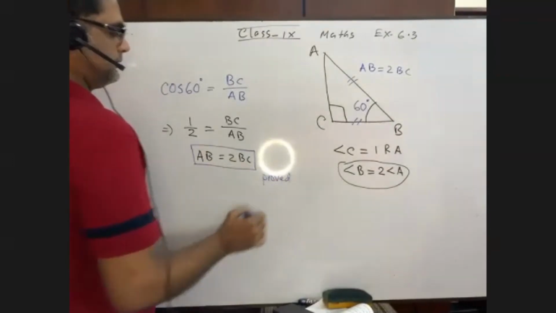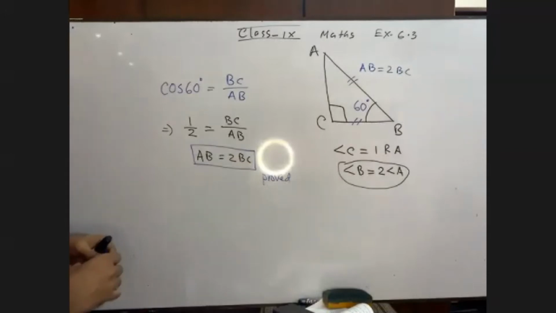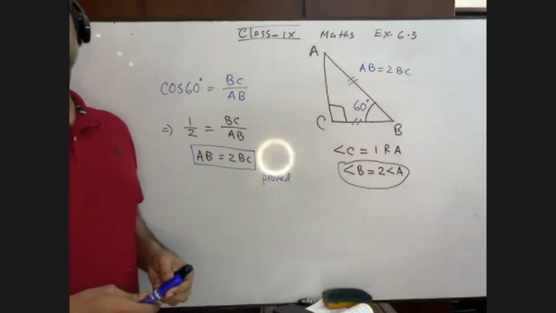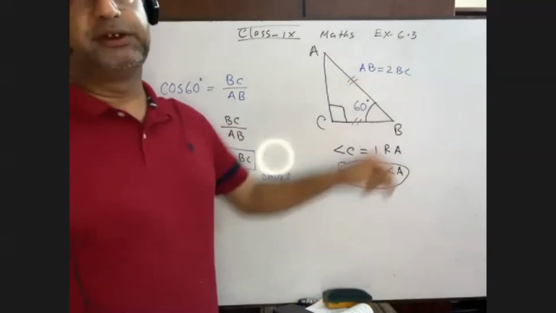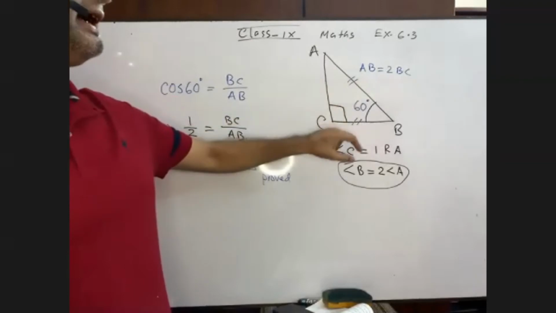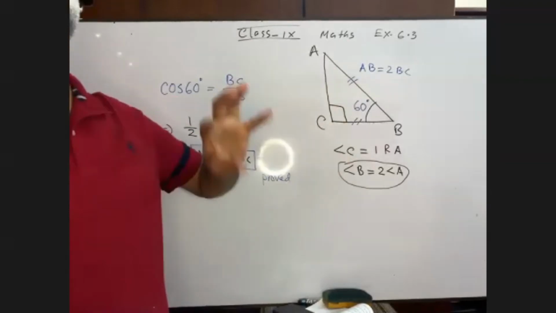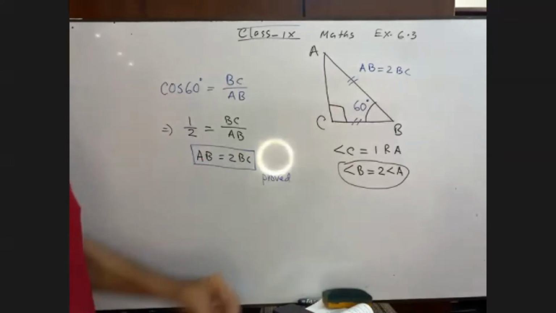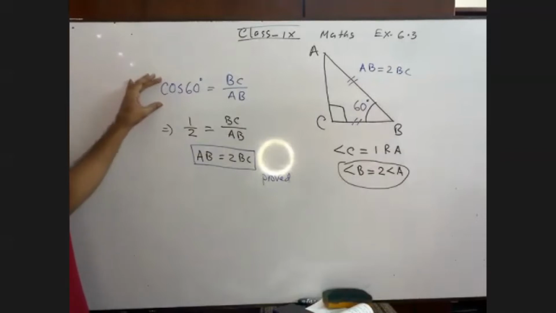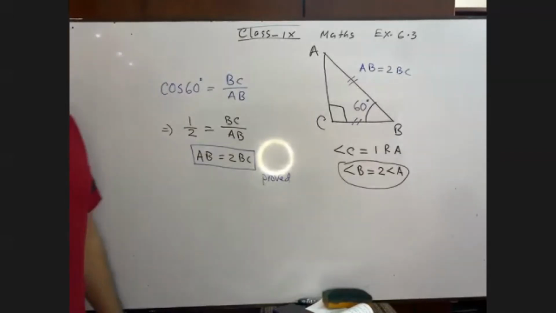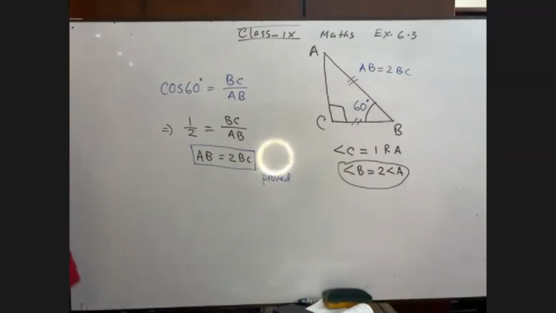Can you explain it again? Why did we take cos here? We have to prove that AB equals twice BC, where AB is the hypotenuse and BC is the base. So which trigonometric ratio is related to base and hypotenuse? Cos theta, right? So I have taken cos theta. Is it done? Done, sir.